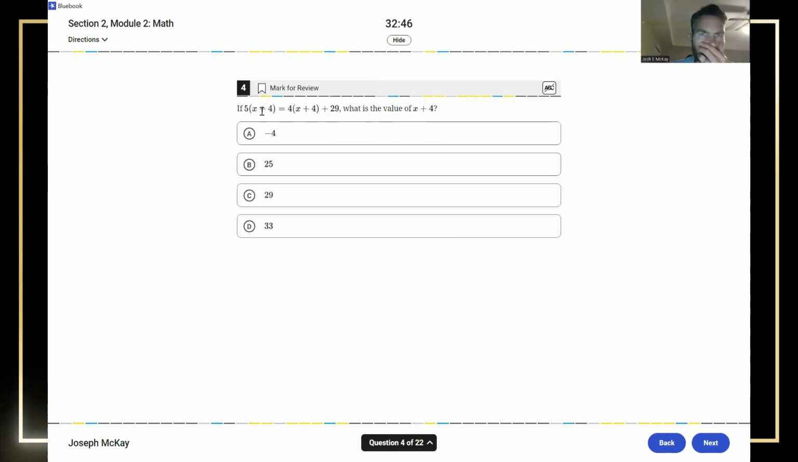x plus 4. Okay, so this is a unique problem. You can distribute the 5 and the 4, but it's easier if you think of this whole x plus 4 as a single thing. I've got 5 of these x plus 4s over here and 4 of them over here. So I'm going to minus that to the other side. 5 minus 4 x plus 4 is just 1 x plus 4, and that just equals 29. So it's right there, much quicker and easier if I don't distribute.